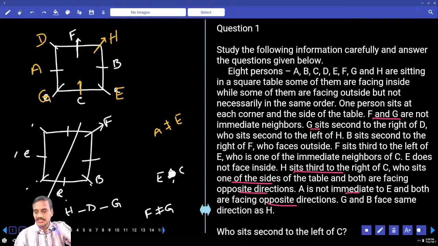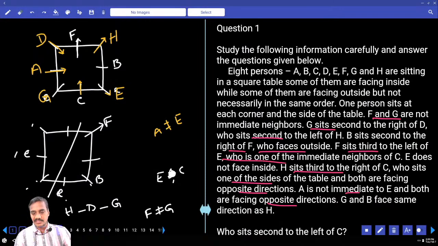G sits second to the right of D, which means D must be facing towards the center. D sits second to the left of H. B sits second to the right of F. F faces outside. F sits out to the left of E, which means E must be away from the center. A and E are facing opposite directions. E is away, so A must be facing towards the center.